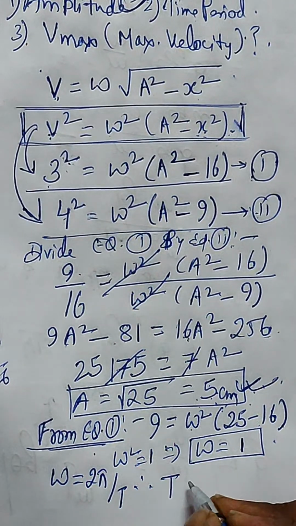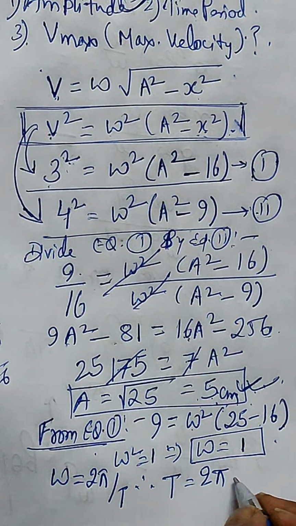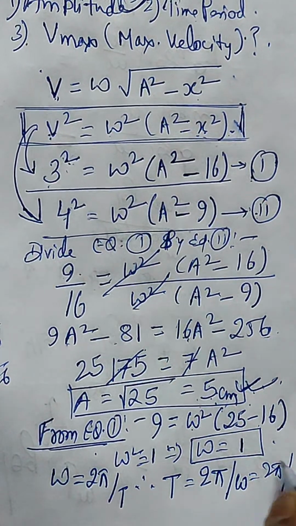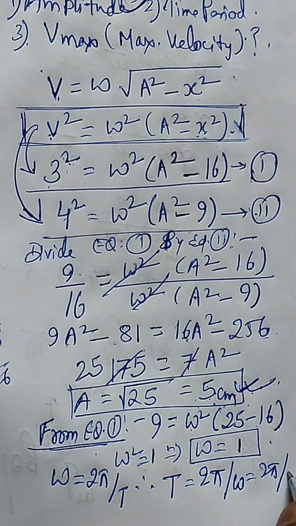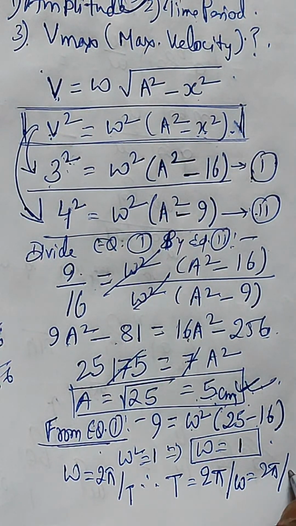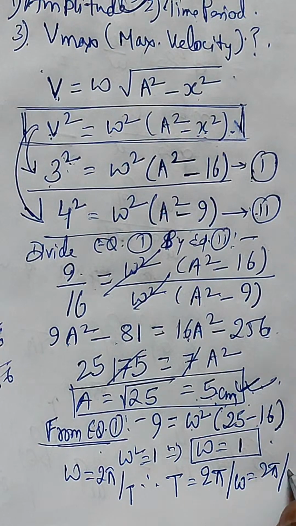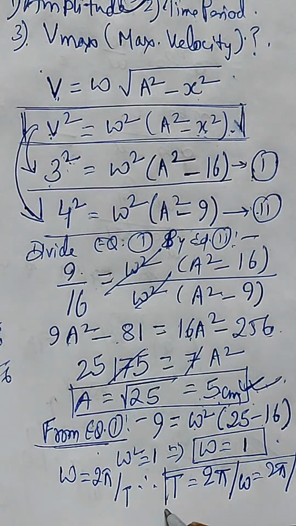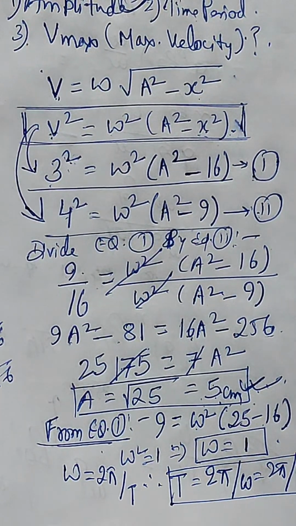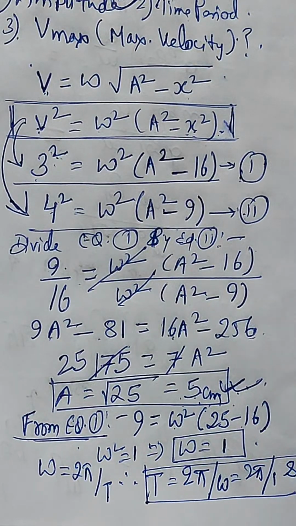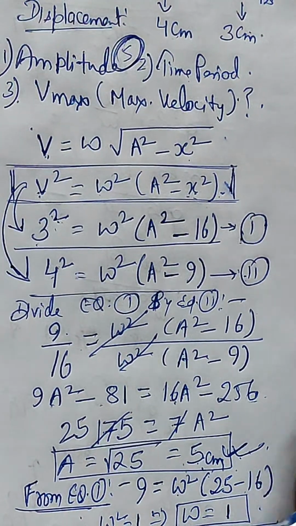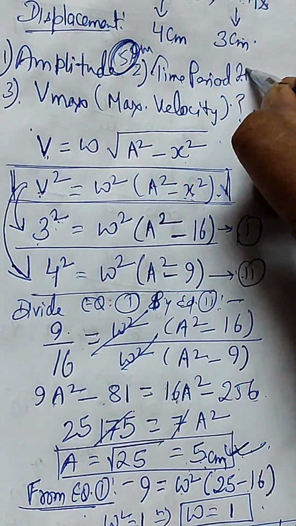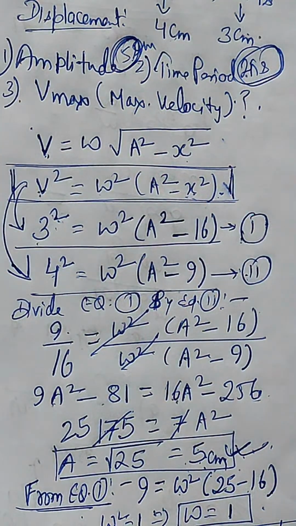Therefore, the time period is calculated as 2 pi divided by omega, which is equal to 2 pi divided by the omega value 1, right? Divided by 1. So this will be equal to 2 pi seconds. So 2 pi by 1 is equal to 2 pi. So 2 pi seconds is your time period. So in this way, 2 pi seconds is the time period which we have calculated, right?